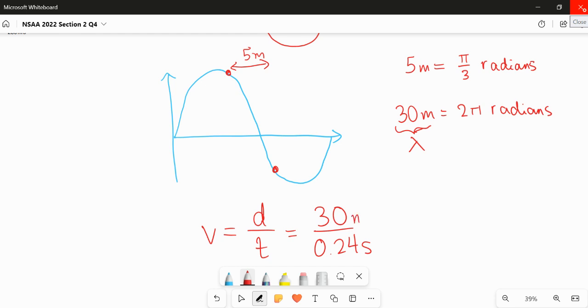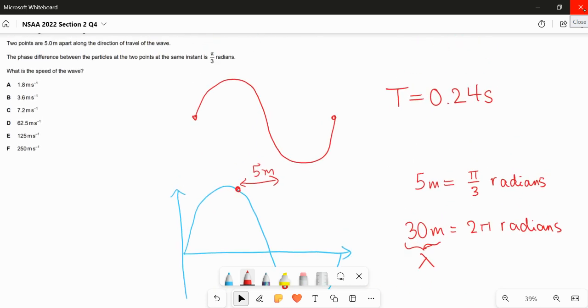Multiplying everything by 100, we get 3,000 over 24, cancelling out a factor of 3, we get 8, and then 1,000 over 8 is 125 meters per second. So the answer is E.